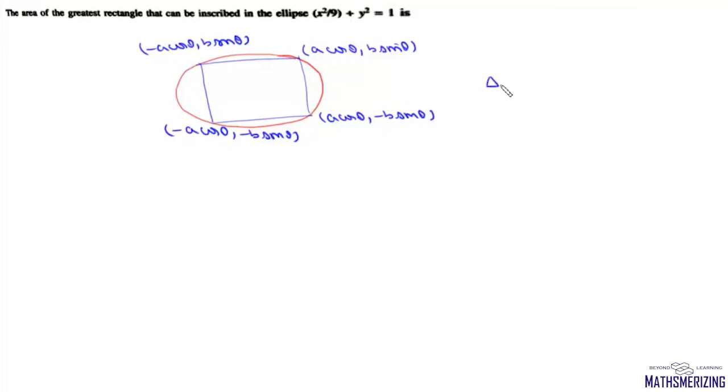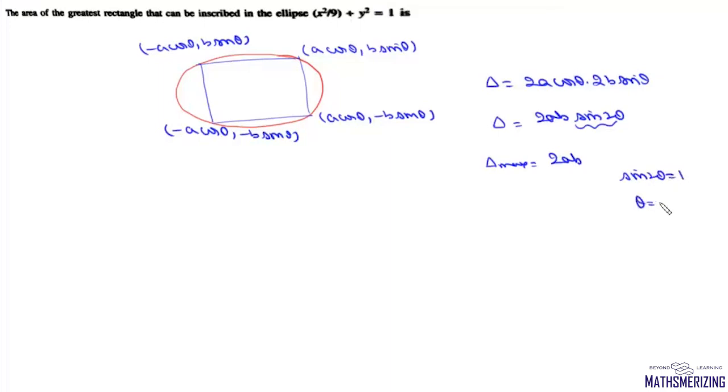Now we'll write the area of this rectangle as length into width. So it will be 2a cos theta into 2b sin theta. So we can write this as 2ab and then 2 sin theta cos theta, which will be simply sin 2 theta. Now the maximum value of sin 2 theta is 1. So the maximum area of this rectangle will be 2ab, and it will be maximum when the value of sin 2 theta is 1, that is when the value of theta is pi by 4. Now in this case, the value of a is 3 and the value of b is 1. So the maximum value of this area will be simply 6, and that is the answer to this question.